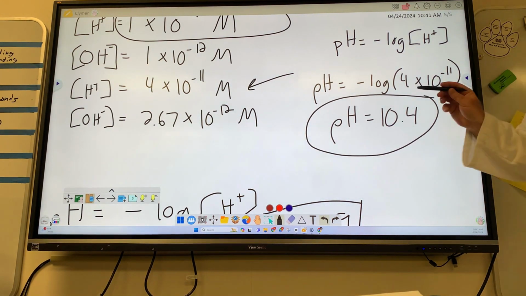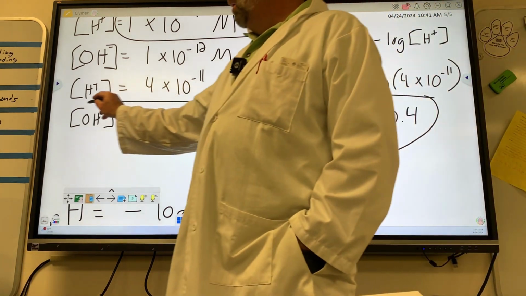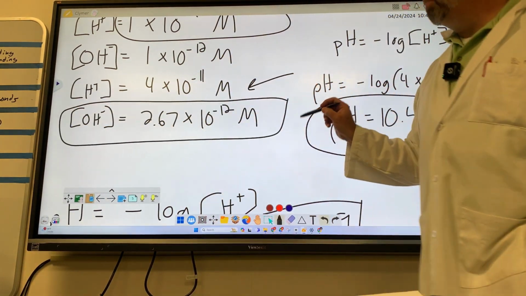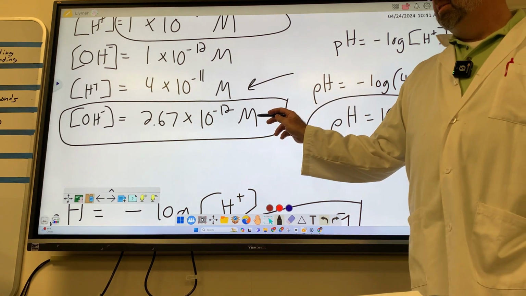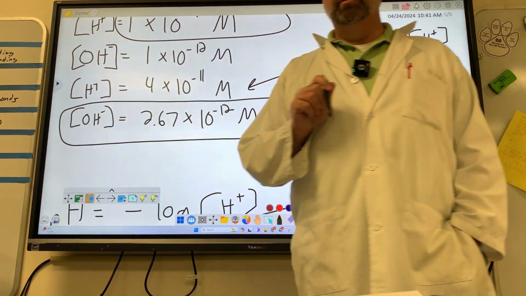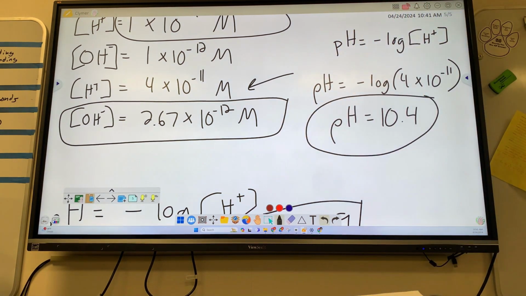Now, if you were given this, can I solve for pH using just that? No, why not? Yeah, do I have a way to convert something like this to something like this? Yes, that's actually listed on the problem. But also, if you had that number, could you get back to that other number? Sure, because we know hydronium times hydroxide equals 1 times 10 to the negative 14th.